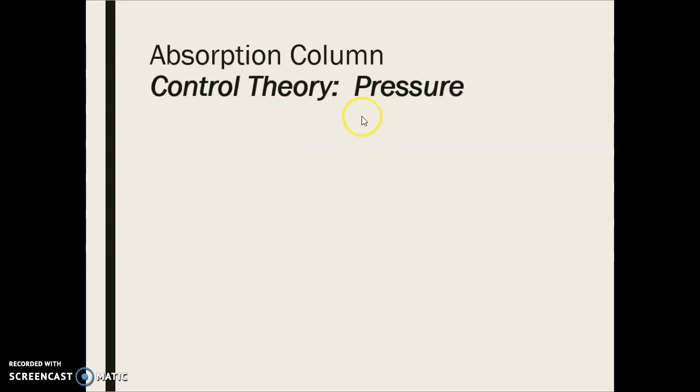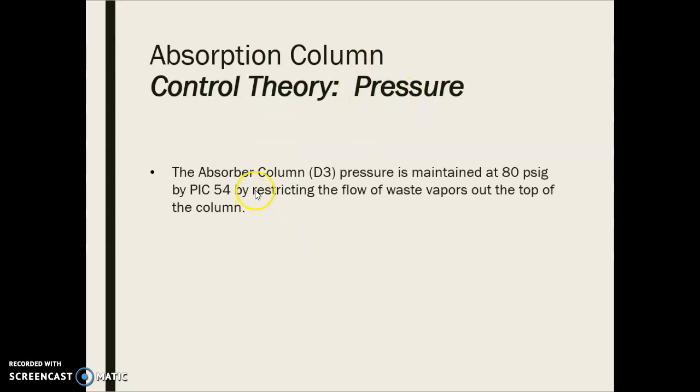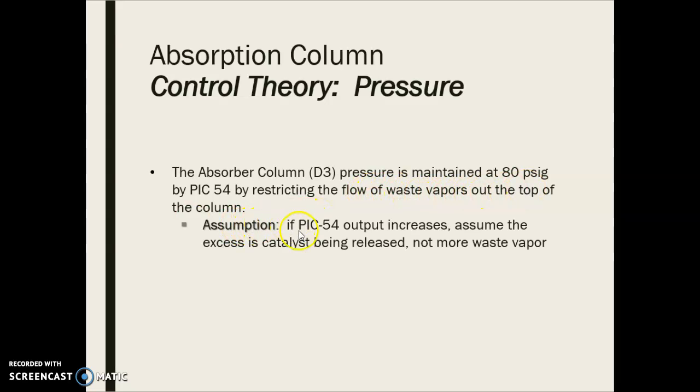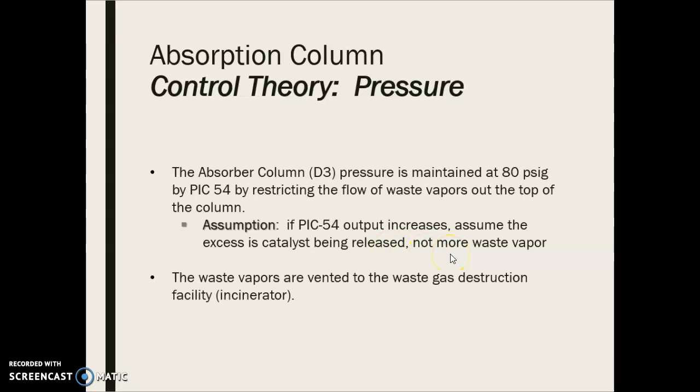Okay, the theory on pressure control in the absorption column. Now, the absorber column pressure is maintained at 80 psig by PIC 54. It restricts the flow of the waste vapors out of the top of the column. Now, assumption: if PIC 54 output increases, we're going to assume that the excess is catalyst being released, not more waste vapor. Okay, so that's just important to know. The waste vapors then are vented to the incinerator.